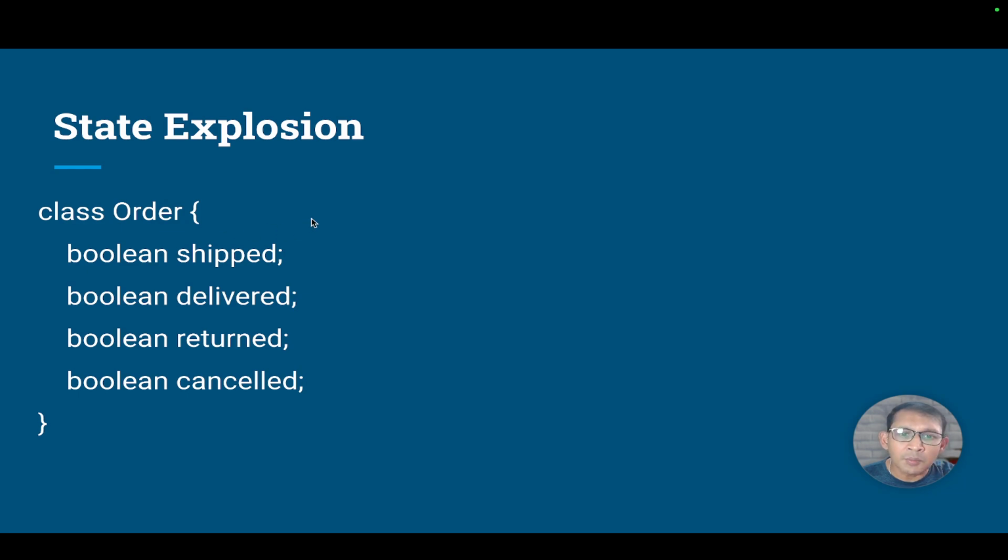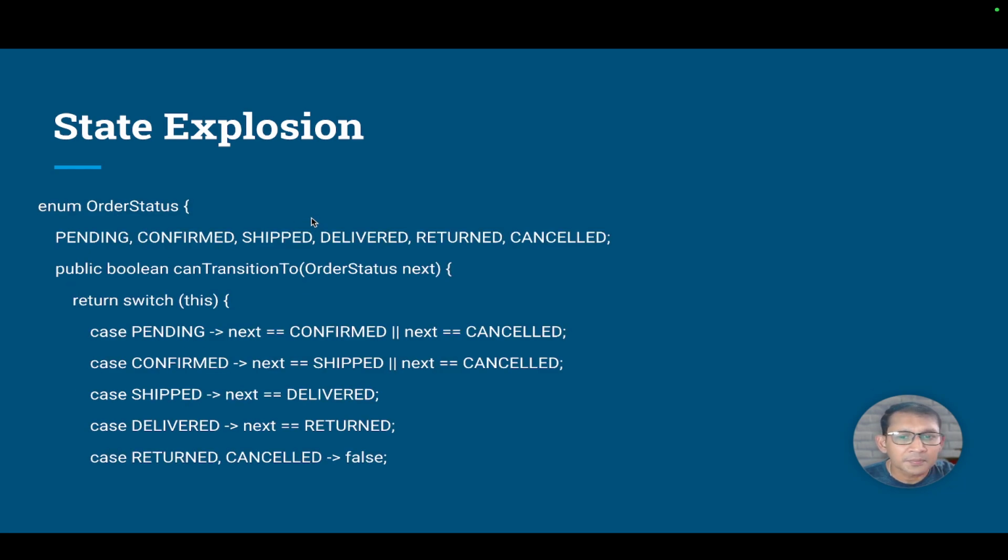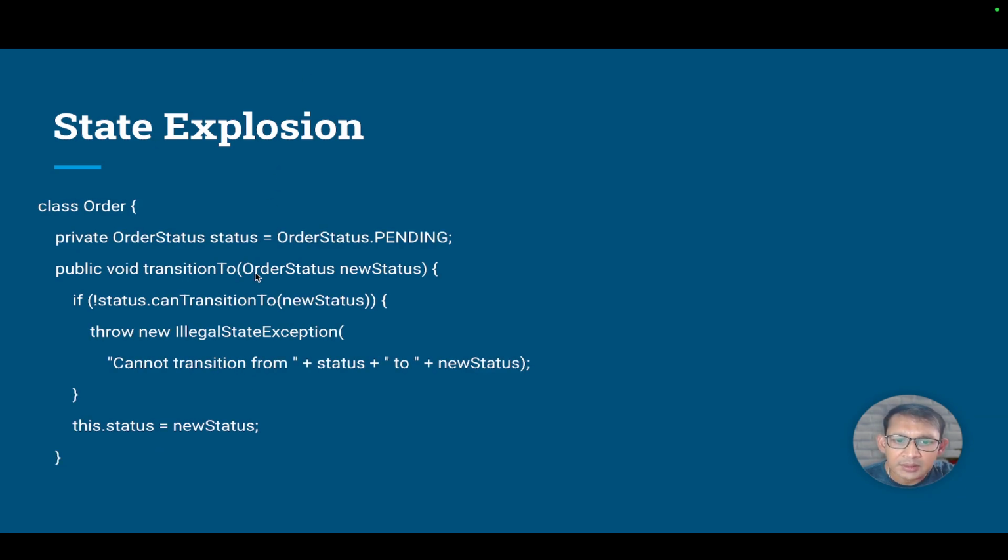The fix is to model the actual state machine. When you have the state machine, your order class can go ahead and enforce business rules. This approach will model the business rules directly in code rather than fighting them with complex Boolean logic.